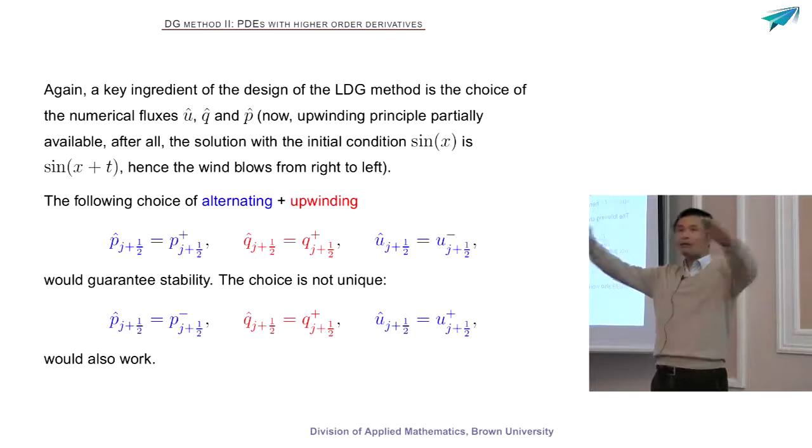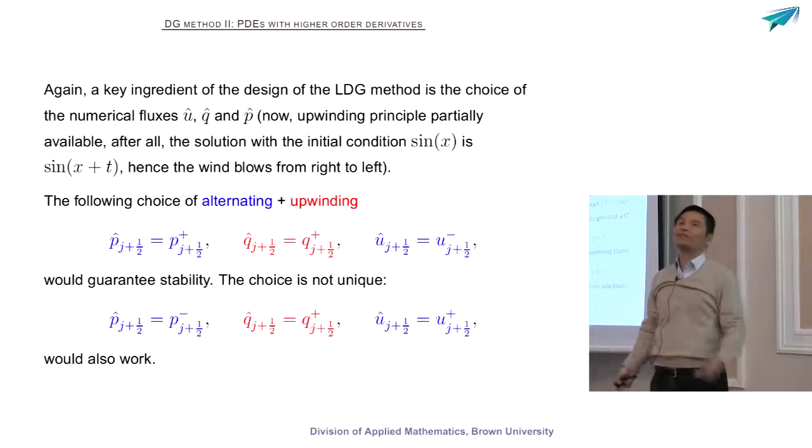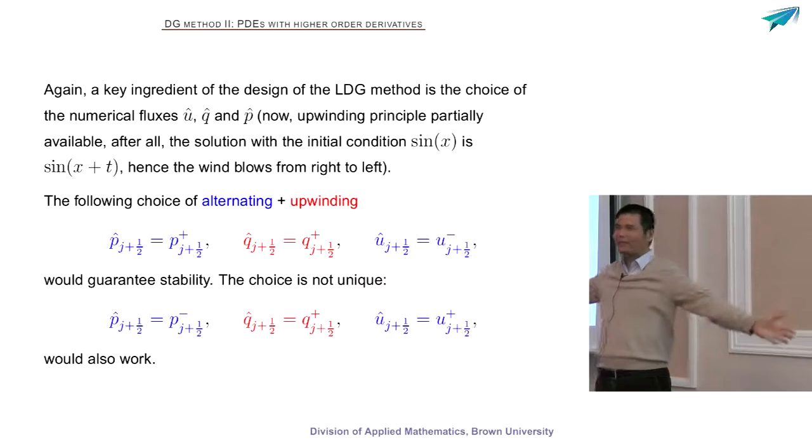Then all the remaining pairs you do alternating. Later you will see that the same strategy also works for fifth order PDEs, seventh order, 11th order, 9th order, whatever. So all the orders can be done this way.